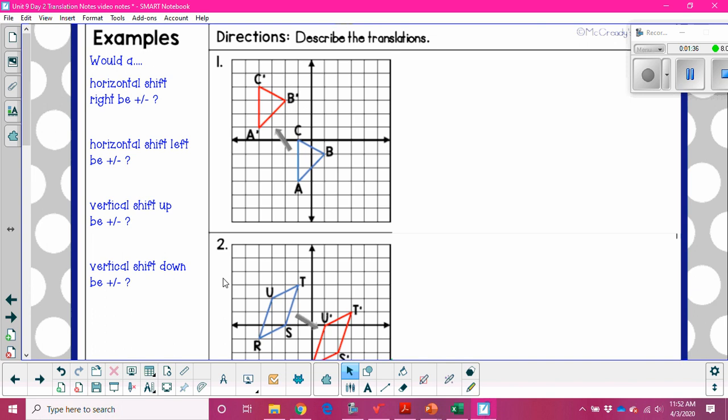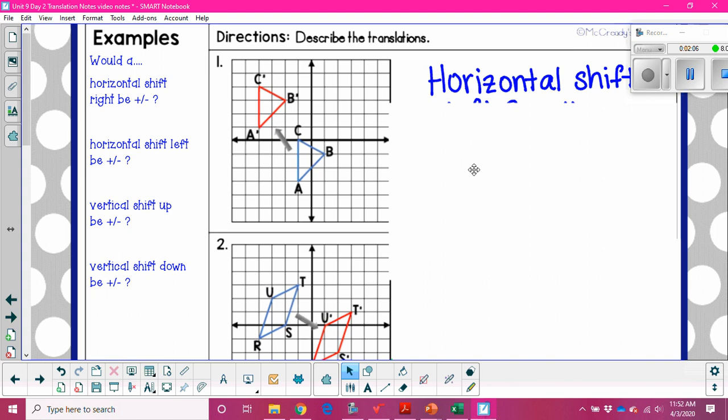Okay, so let's describe these translations that are going on here. Now remember, these are just slides. If we're looking down here at the preimage, which is the blue triangle ABC, after the translation, you look at triangle A prime B prime C prime. Was this a horizontal shift? Was it a vertical shift, or was it both? It was a horizontal shift left 3 units.